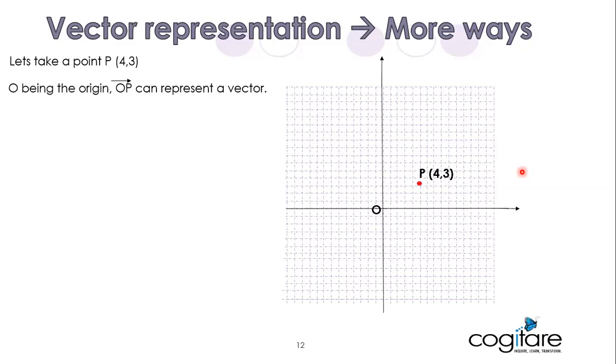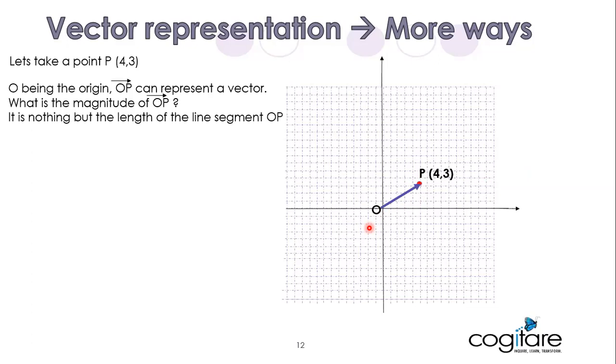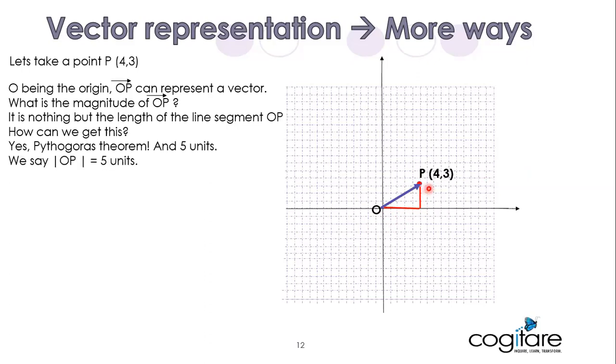So, O being the origin, OP can represent a vector. What is the magnitude of OP? We can find the magnitude of OP by using the Pythagoras theorem. And it is easy for us to say it is 5 units because this dimension is 4, this dimension is 3. This will be square root of 16 plus 9, which is nothing but 5. We denote the magnitude by using this symbol. It is like absolute value. Absolute value of OP vector is nothing but 5 units.